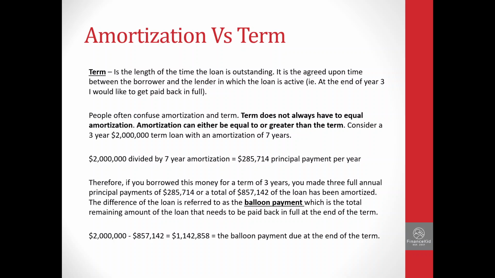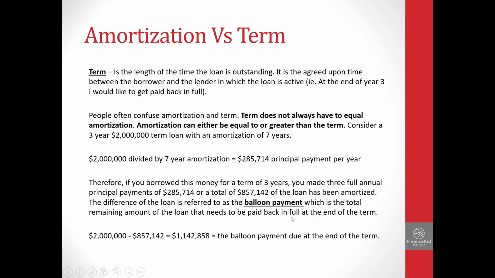So just as a general rule, term can equal amortization, or amortization can be greater than the term, but amortization would never be smaller than the term. I wouldn't want to amortize over 2 years when the term is 3, because by the end of year 2, my loan is done, and then the loan agreement is effectively null, right?